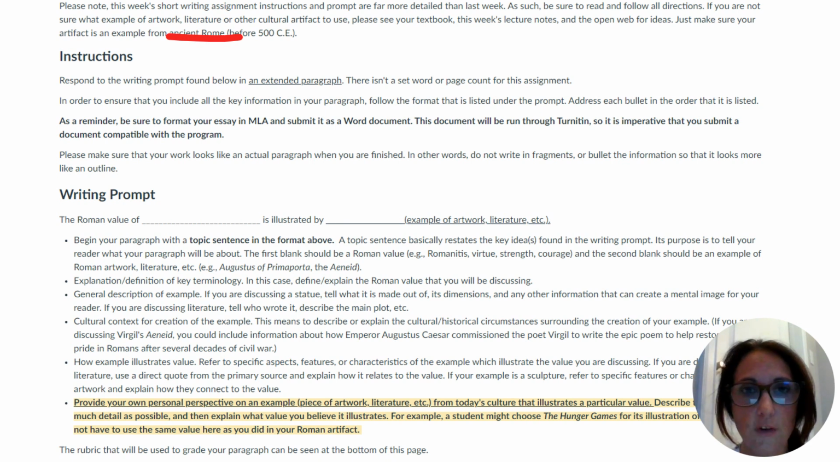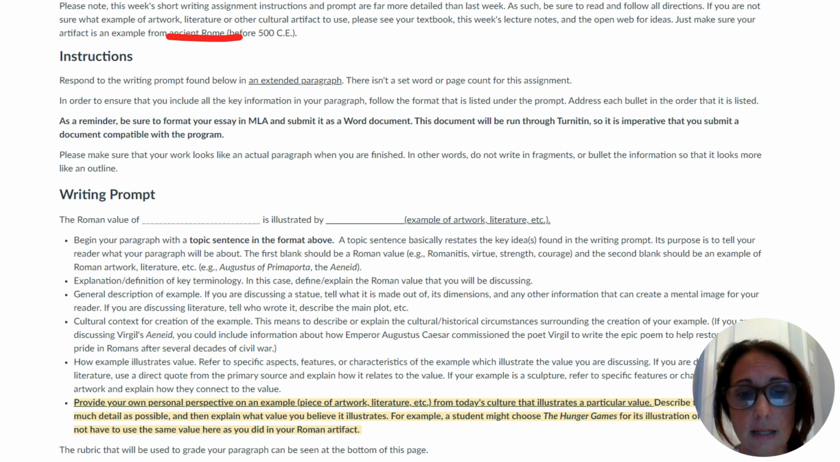So first of all, if you have not already taken a look at this week's assignments, we do have a short writing assignment again this week, and this time it's on Roman values. For this assignment, you are actually going to be choosing an artifact. Your artifact can be a piece of artwork, a piece of literature, a piece of prose, maybe a law, anything that is produced by ancient Rome and illustrates a particular value.